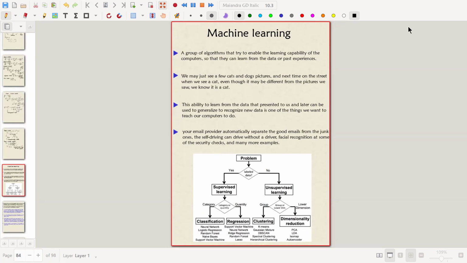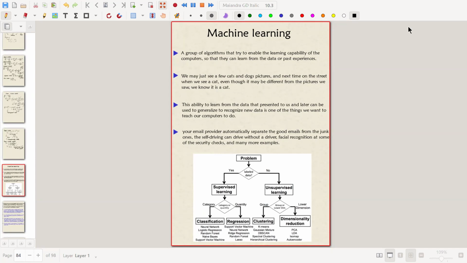One example would be when you were a baby, you might have seen a few cats and dogs, and then you came to identify, by seeing some other stray cat and dog, that it is a cat and a dog. You can differentiate that it is actually a dog and it is not a cat. It is all due to your past experiences, what you have learned from your pet at home. So this ability to learn from data that is presented to us, and later use it to generalize or recognize new data, is one of the things we want computers to do.